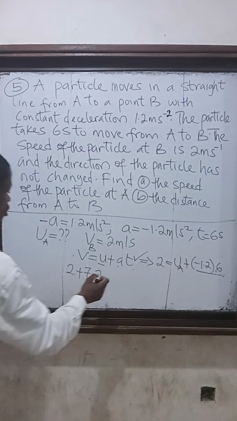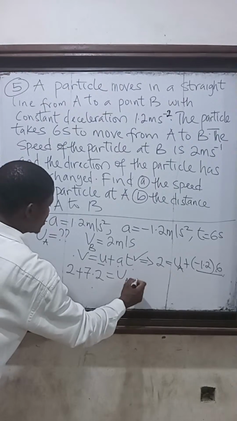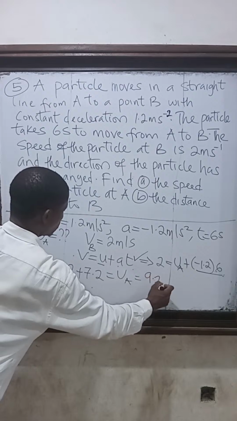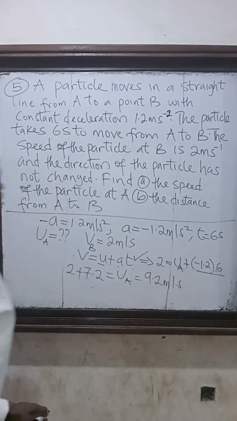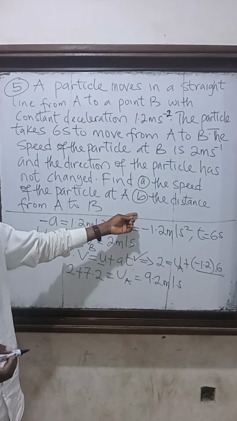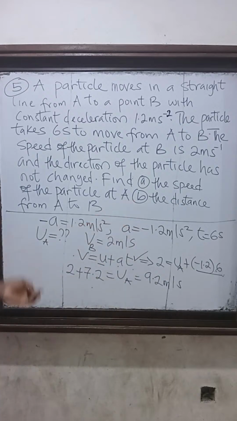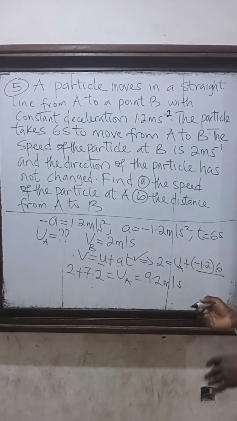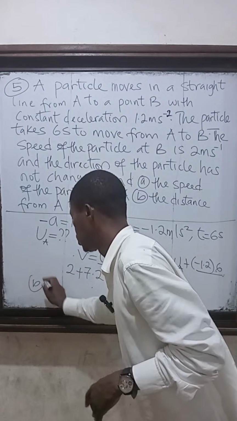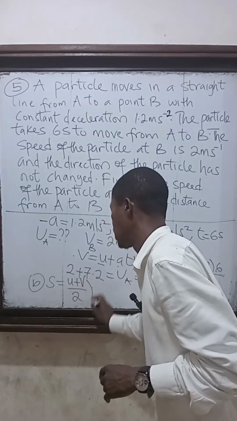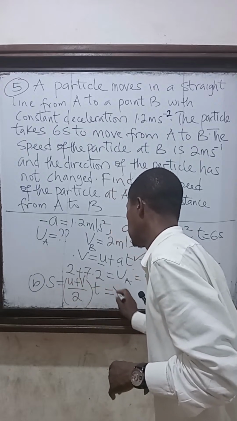Equal to u at A, and that's equal to 9.2 meter per second. That is the velocity at point A, which is the initial velocity. Then we can get the distance from point A to B, and we can use this equation: u plus v over 2 times t. Make a substitution.